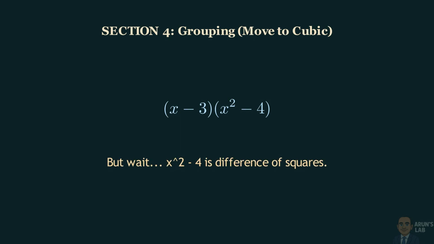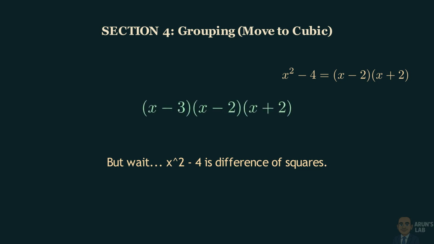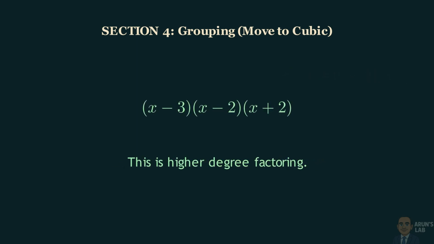But wait, this is a difference of squares. So we have the equation a^2 - b^2 = (a - b)(a + b). The same thing we apply here for x^2 - 4. 4 is the square of 2, so 2^2 is 4. So we can write our expression as (x - 3)(x - 2)(x + 2). See, this is higher degree polynomial factoring.